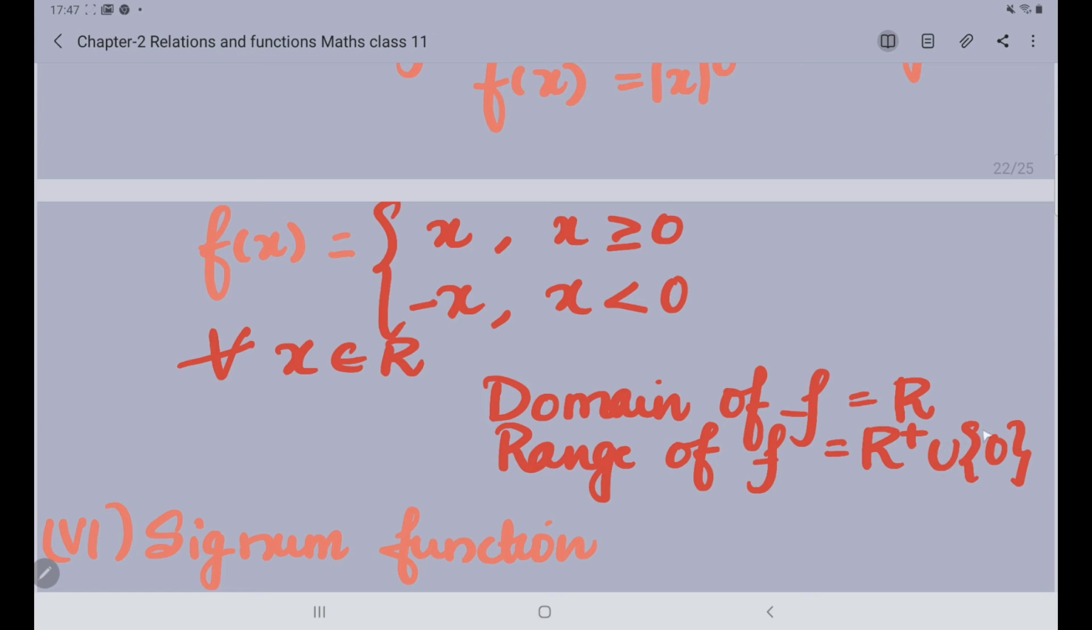Also it is included union with set 0. Why is 0 also added? Because you can see that mod of 0 will also give you 0 itself. And mod of minus 5 will give you what? 5. Mod of 5 will also give you 5.